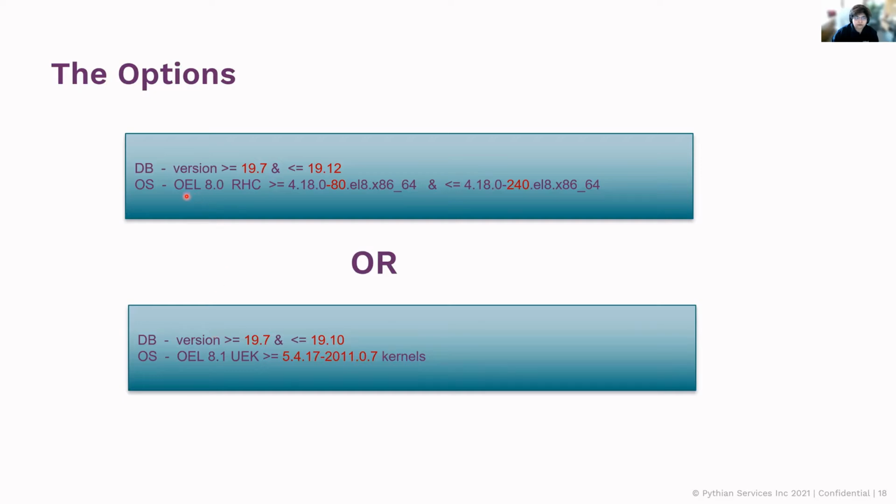So if you want to stick with OEL, these are the DB versions that we can go to. If you want to go to RHC, these are the versions, and if you want to go to UEK, these are our versions. These are the options that we have.